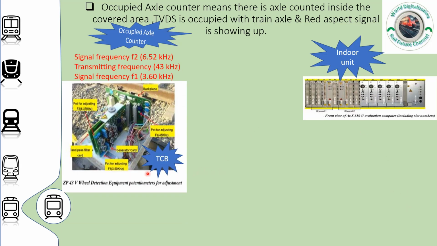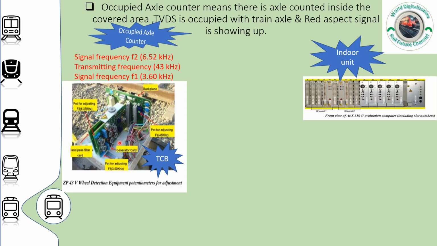We have here the TCB, trackside connection box. This one has 3 main boards, the back plane to have all the connections. This is the generator card or generator board. This is the band pass filter card or board.